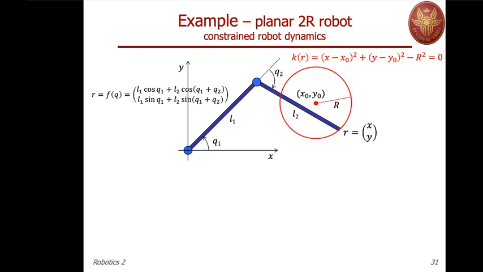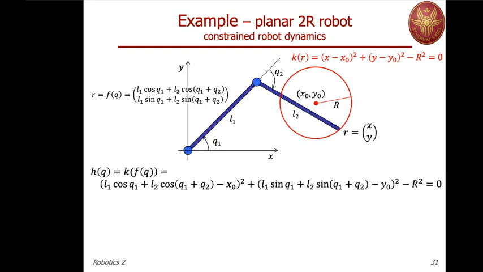Now, how do we write the full constraint? So h of q is just k on r, where r is a function of q, and everything is written in the slide. The constraint is a scalar, so we have to combine the coordinates x and y of the direct kinematics, square them, subtract the center of the circle x0 and y0, square them, add them, and then subtract the radius of the circle squared, and this is equal to 0.